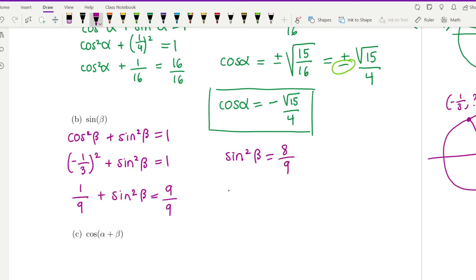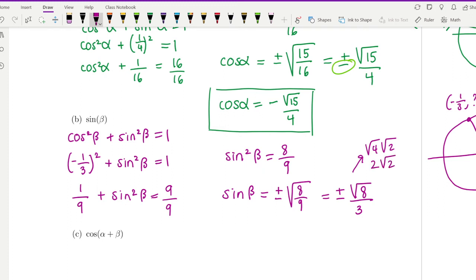Then we take the square root of both sides, and we get sine of beta is equal to plus or minus square root of 8/9. In this case, the numerator and denominator can both be simplified a little bit. So we can say square root of 8 over 3, but additionally, square root of 8 is the same thing as square root of 4 times square root of 2. So we can rewrite it as 2√2, because square root of 4 is 2. So instead of square root of 8, we're going to write 2√2.